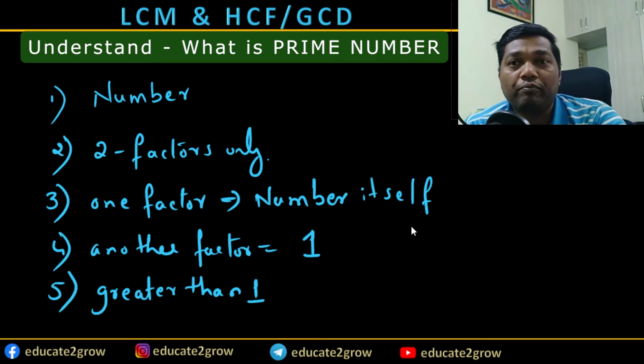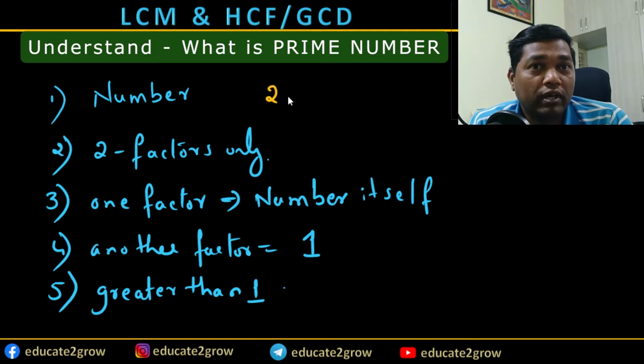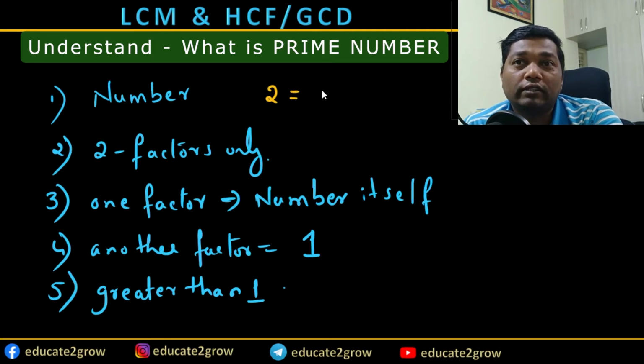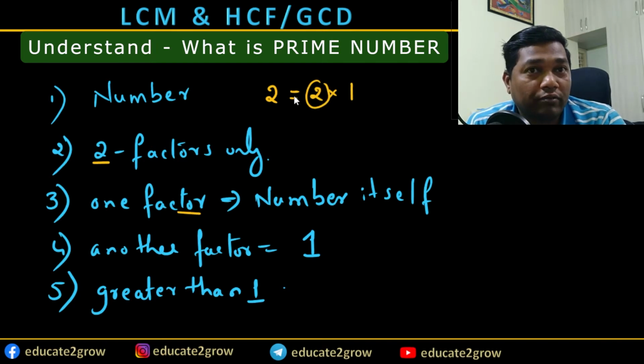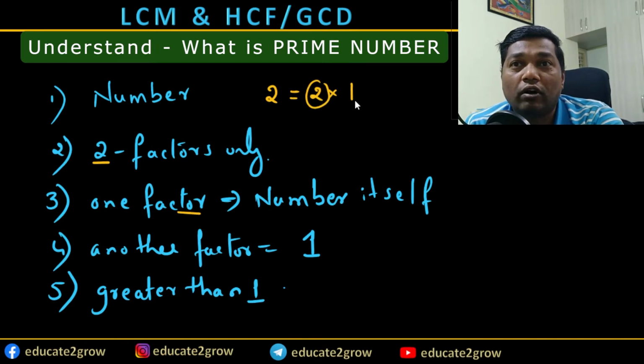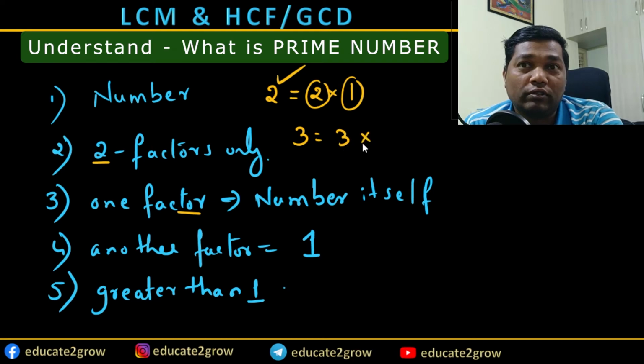Let me tell you one example. Take the number 2, which is greater than 1, agreed. Its factors are 2 into 1. You see, it has only two factors, agreed. One factor is the number itself, agreed, and the other factor is always 1. And it is greater than 1. That's it. For example, if you take another number, 3 equals 3 into 1.